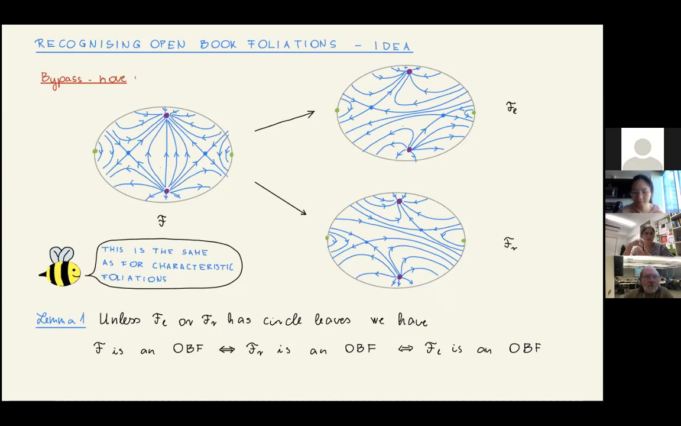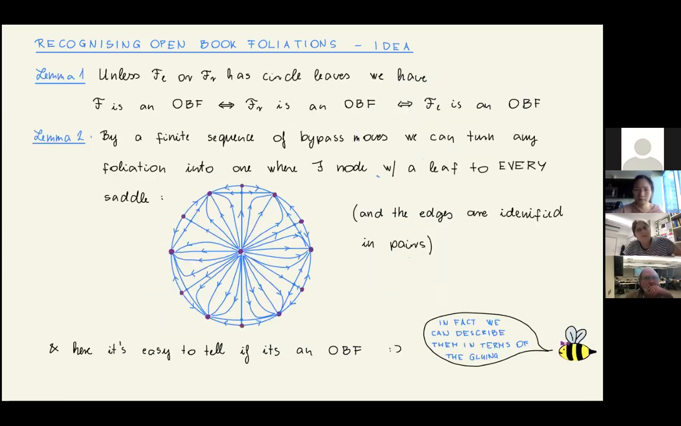If you already have an open book embedding, these moves can often be realized as some move of the surface, and then it will of course not change the fact that it's embedded or not embedded. So this is not so surprising, but it also holds for foliations which are not yet embedded. All right, so that's one of the things we prove.